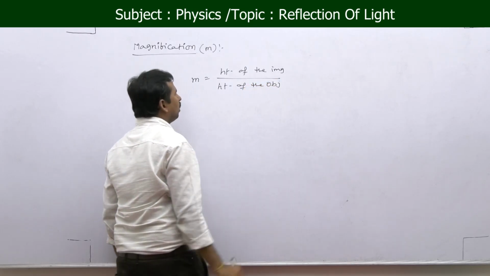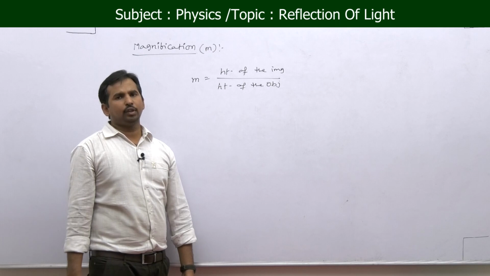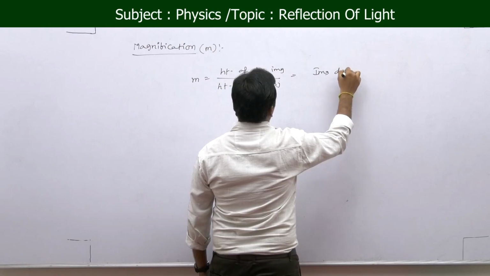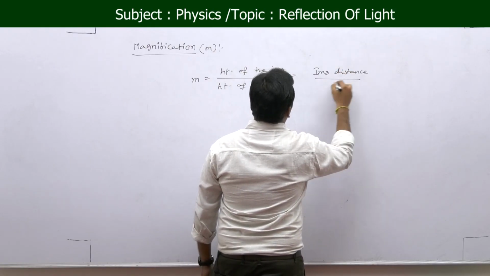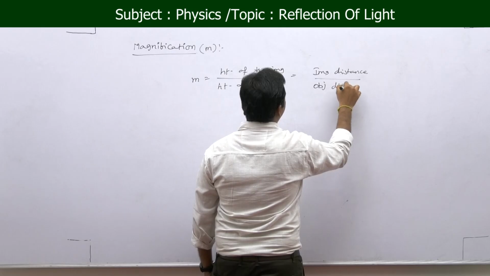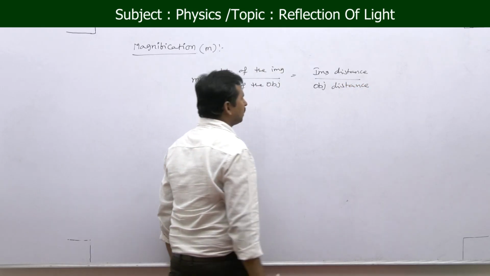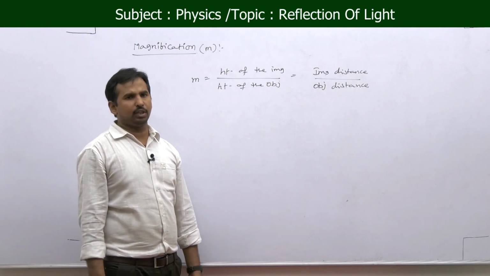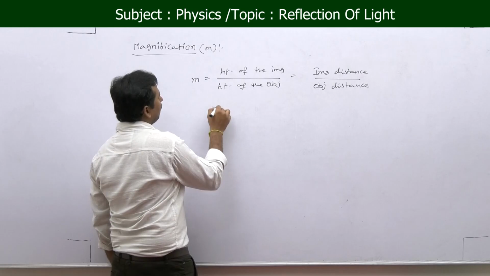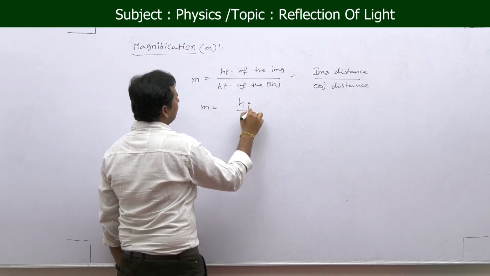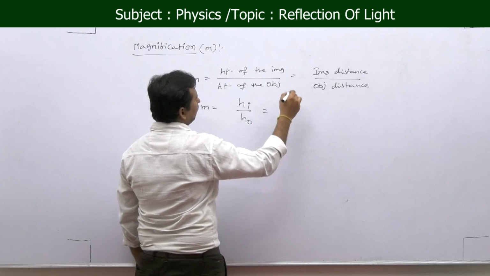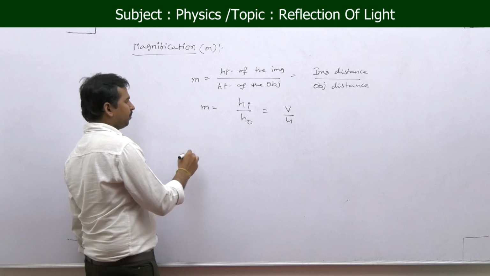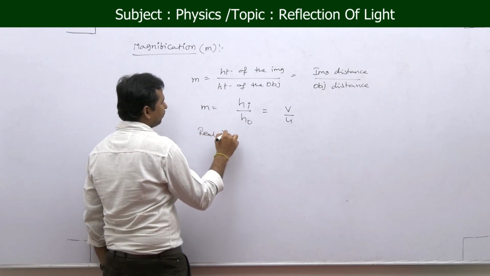Magnification is the ratio of the height of the image to the height of the object. It is also equal to the image distance divided by the object distance. Image distance means the distance of the image from our spherical mirror, and object distance means the distance of the object from our spherical mirror. So m is equal to height of the image by height of object, and also v by u.